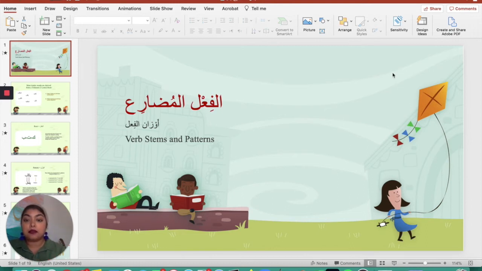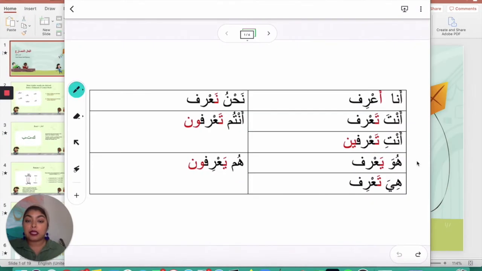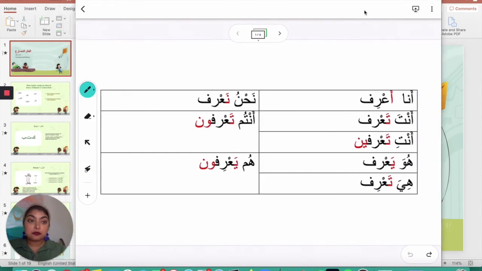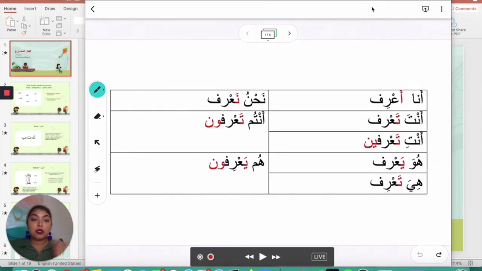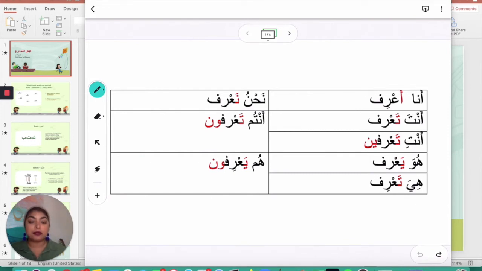Okay, so we have الفعل المضارع, present tense verbs. We're going to come back to the verb stems and patterns, and right now what I want to look at are verb conjugations. So go ahead and take out your notes. We're going to start with a couple of verbs. I'm not going to give you all of the verbs, but I do have a PDF that has this chart so that you can fill in the chart for yourself.